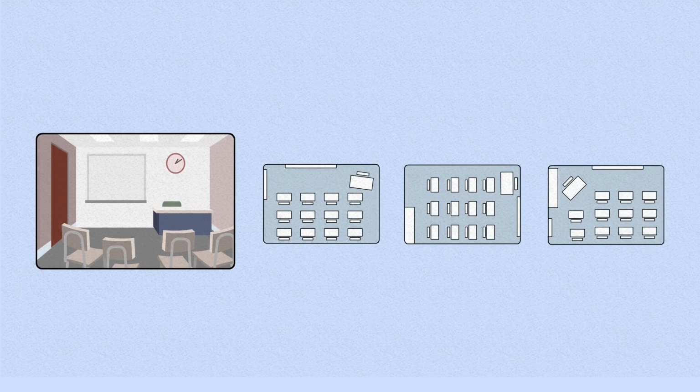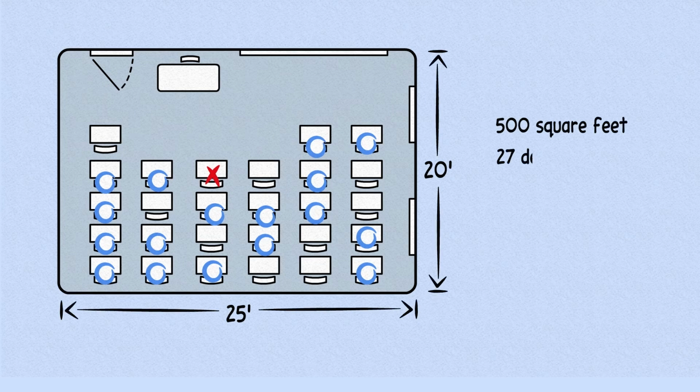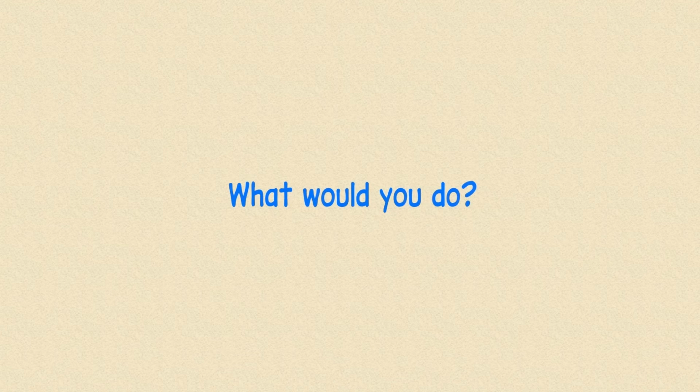During the fall semester, there were several classrooms measuring 400 square feet. These were crowded with inadequate ventilation and windows that did not open. This is a typical classroom: 500 square feet, 27 desks, 18 students, 12-foot ceiling, and windows that don't open. What are your thoughts now that you've seen the classrooms? What else might you want to know?